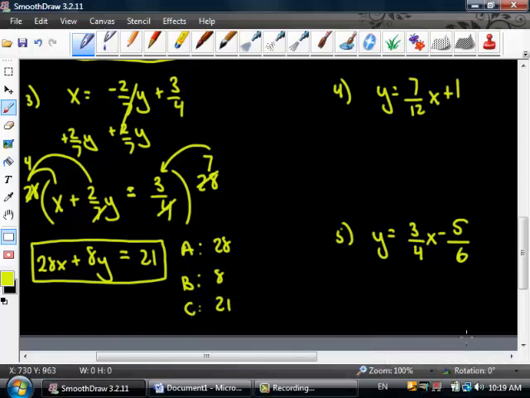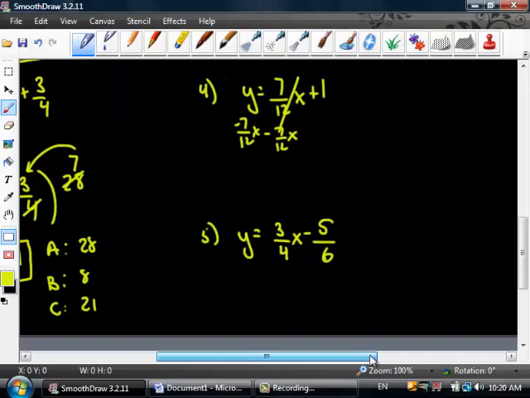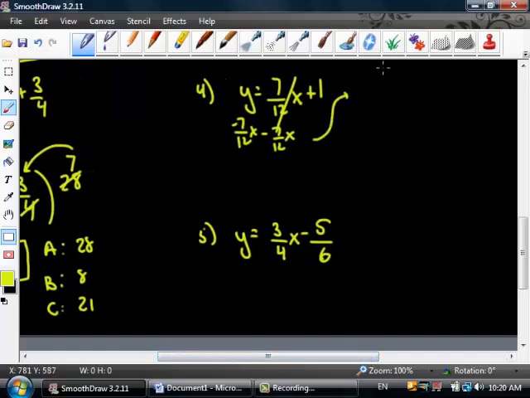Good. All right, number 4, I'm going to go ahead and subtract 7 over 12x. So I've got not a lot of space here, but that's okay. I can work with that. That's good. I like that. You got space. So I'm going to back this up here. So I've got negative 7 over 12x plus y equals 1.